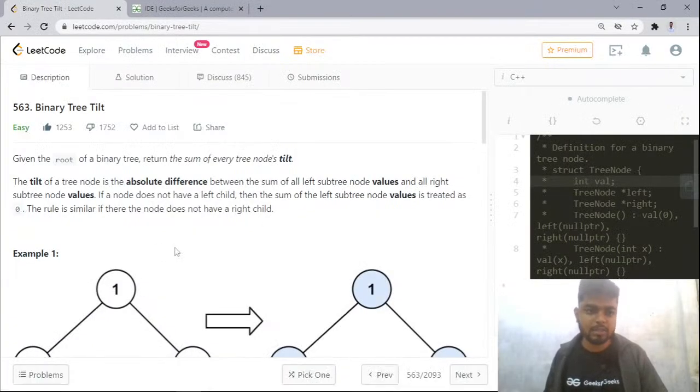Today we'll be discussing the problem of the day, or you can say the daily LeetCode challenge for the 8th of December. That is Binary Tree Tilt.